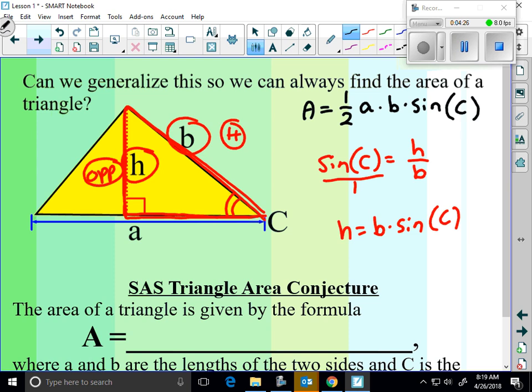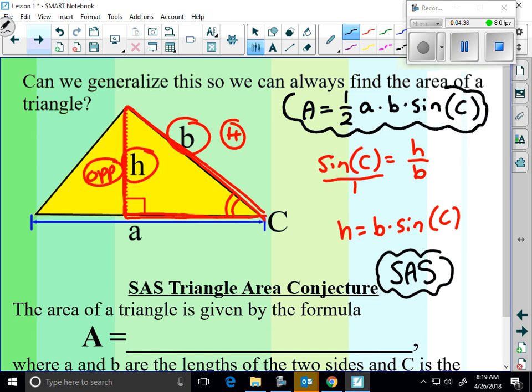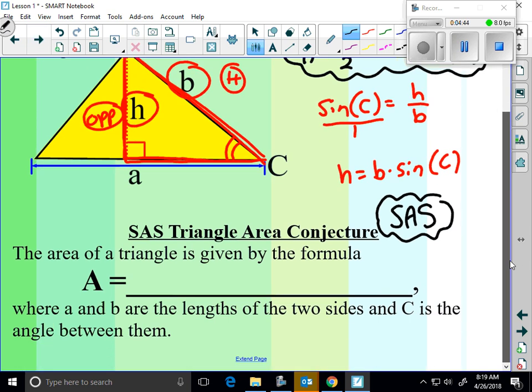If you have a side angle sandwich, if I have side angle side, I know an angle between two sides, I can find the area using this formula. Of course, if I have a right triangle, don't use this. Use what you already know, 1/2 base times height. So there's our formula: 1/2 side times side times the sine of the angle in between.